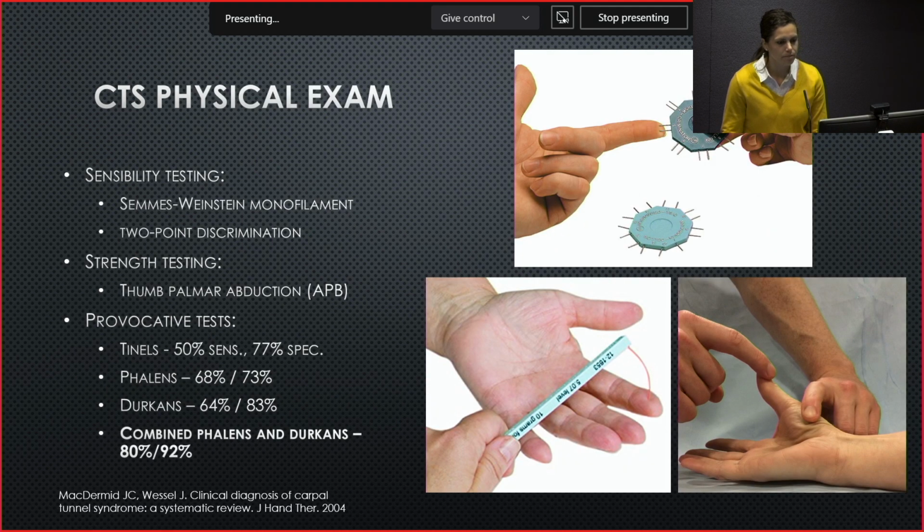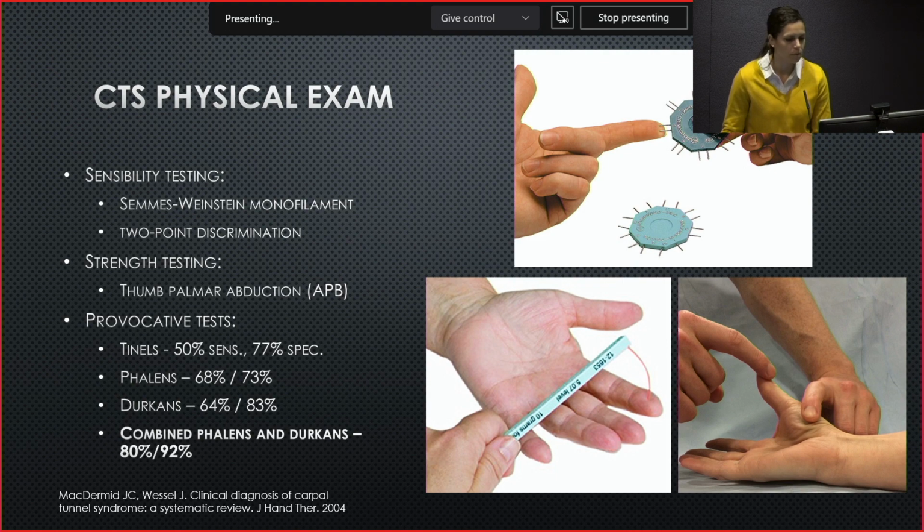For physical exam, sensibility testing is important. Sims-Weinstein, monofilament, and two-point discrimination are good objective measures of sensibility. Sims-Weinstein tests innervation threshold, and 2.83 monofilament is normal sensation. Anything larger than that is abnormal sensation, and that has very good sensitivity and specificity when you're evaluating carpal tunnel syndrome. Two-point discrimination is useful for testing innervation density, and less than 6 millimeters is normal.